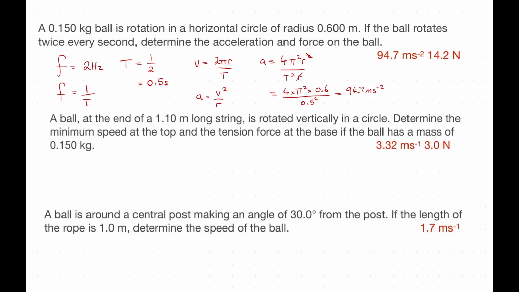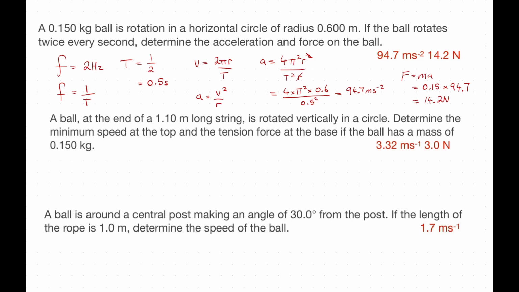From that, it's asking for the force, right? If we have the acceleration, force is equal to mass times acceleration. So we would just get F is equal to ma, which is equal to our 0.15 times by our 94.7, which is going to get us 14.2 newtons.